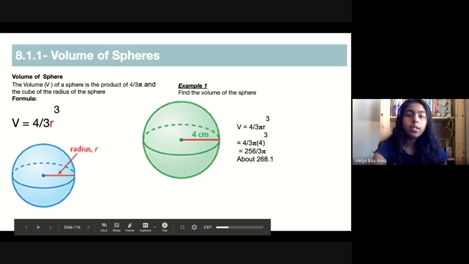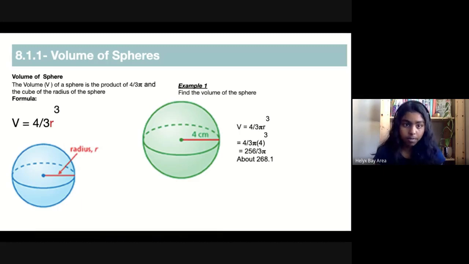Volume of a sphere. The volume of a sphere is the product of 4/3 pi and the cube of the radius of the sphere. So this formula gets a little bit more complex. The formula would be volume equals 4/3 pi r cubed. So you always have to remember that the radius is cubed.